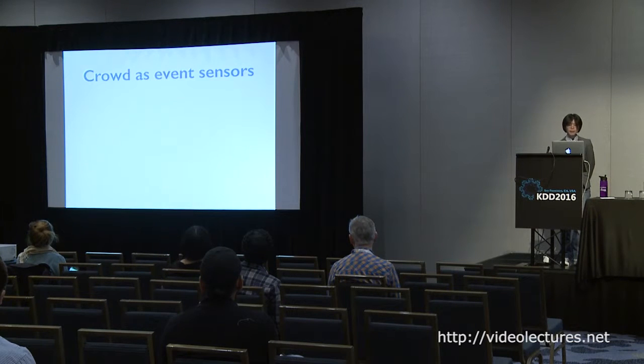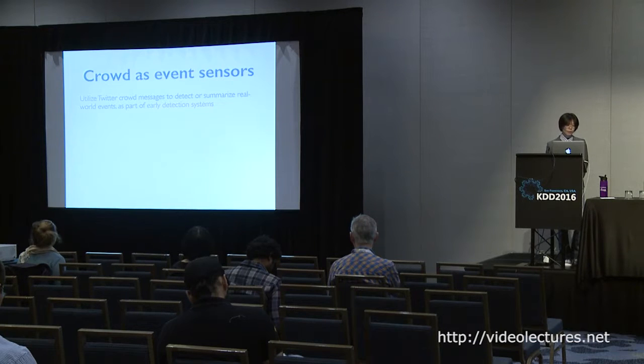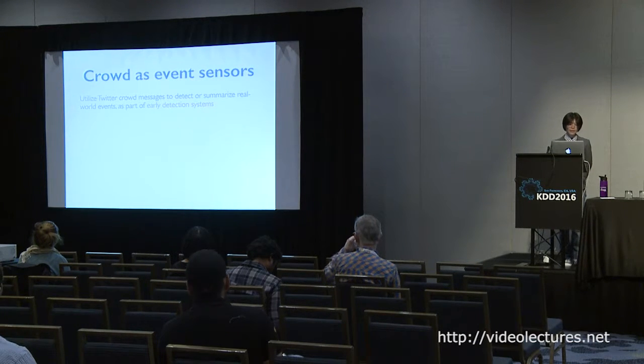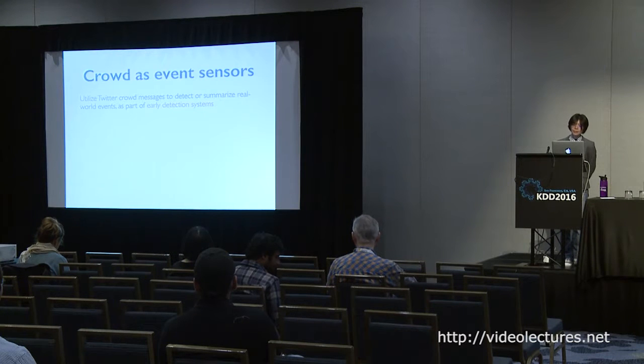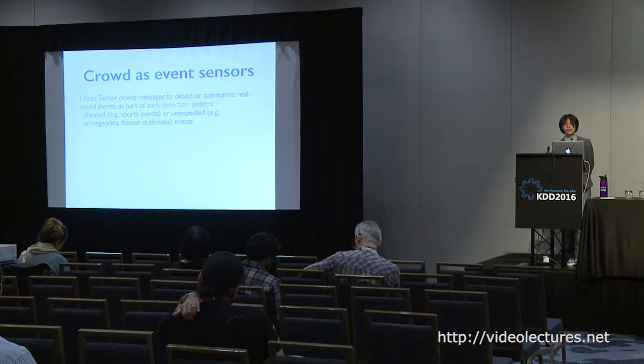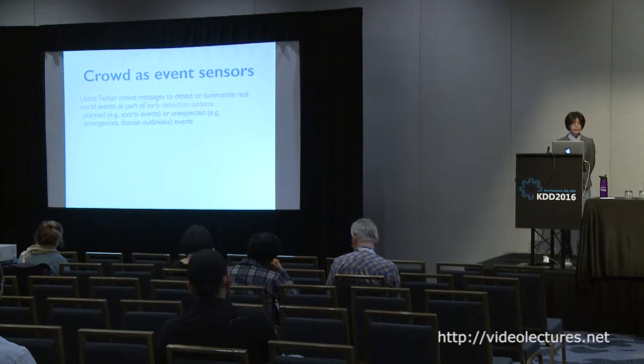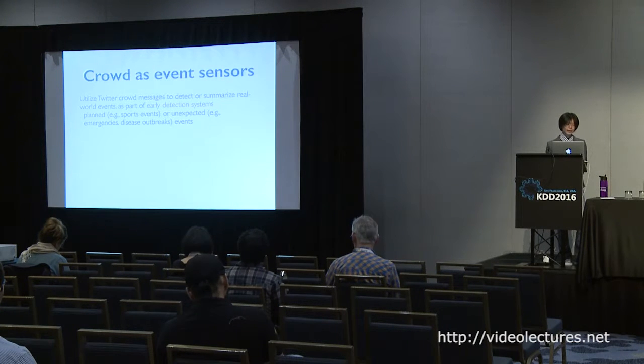So the first theme, number one, crowd as event sensors. This research theme utilizes Twitter crawled messages to detect or summarize real-world events, and uses these messages to develop tools as part of early detection systems. The event could be a planned event, like a conference or sports event, or an unexpected event, for example, emergencies or disease outbreak events.